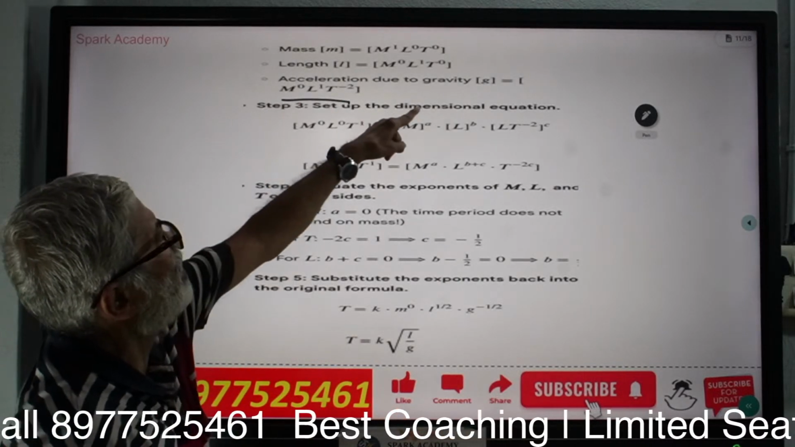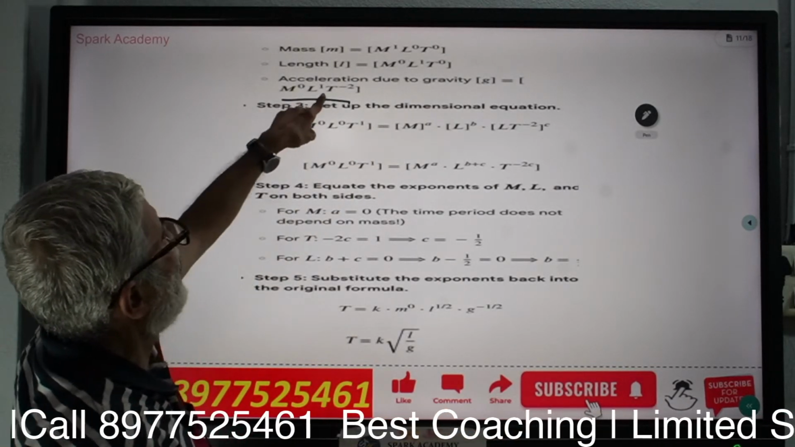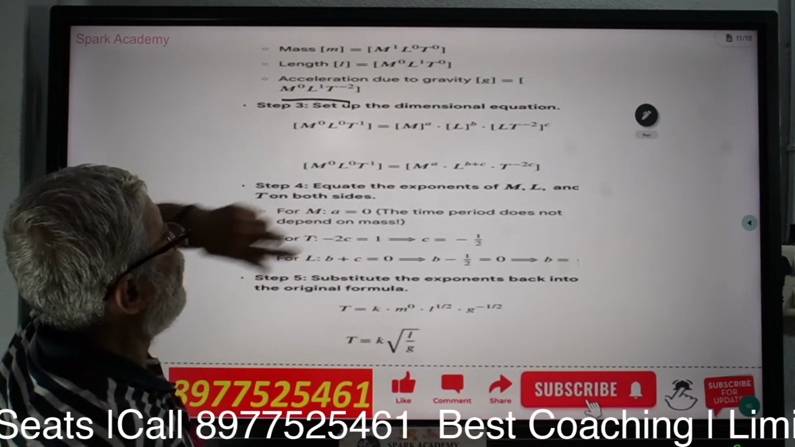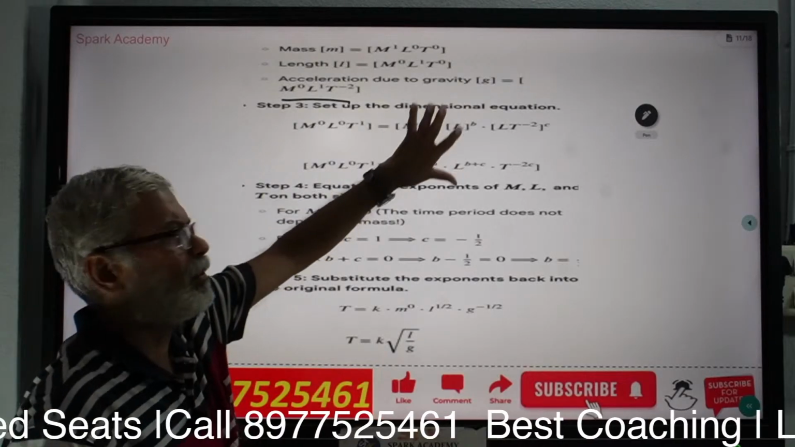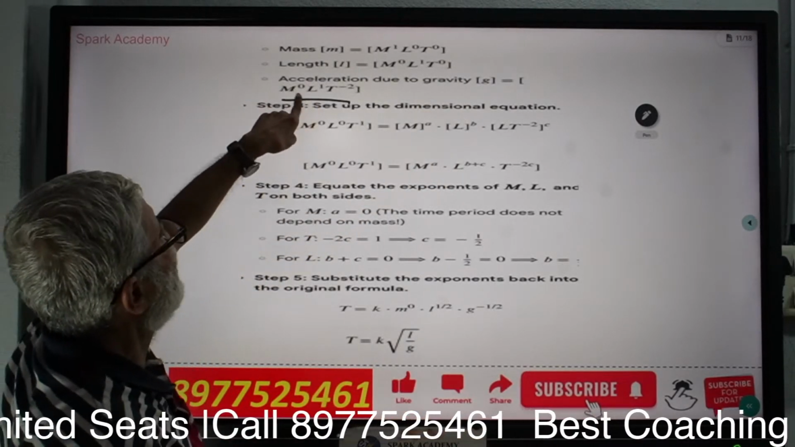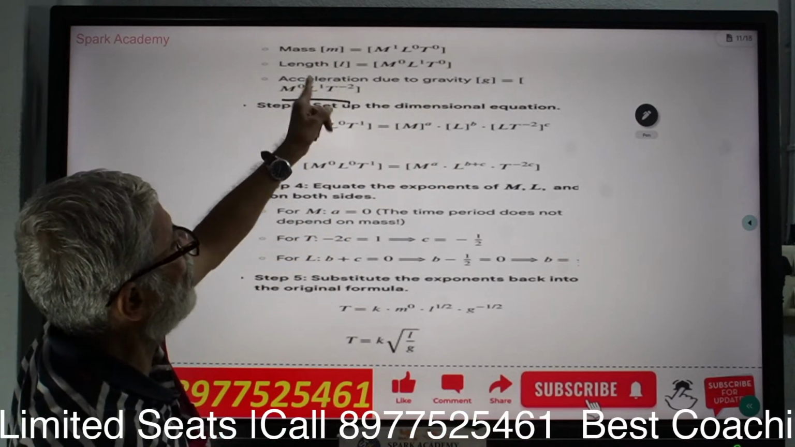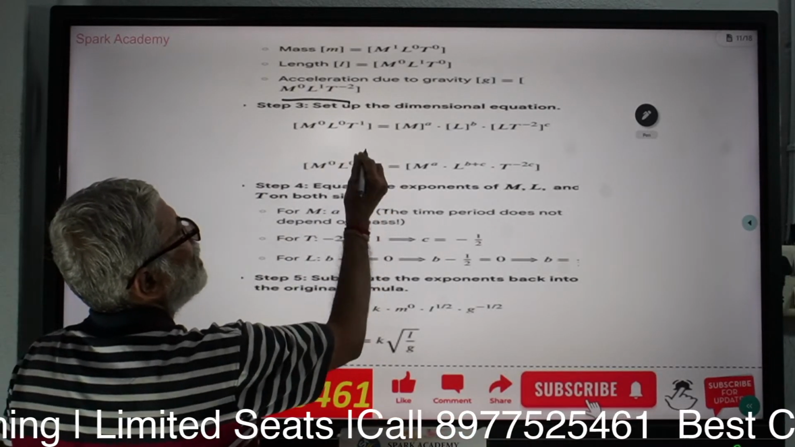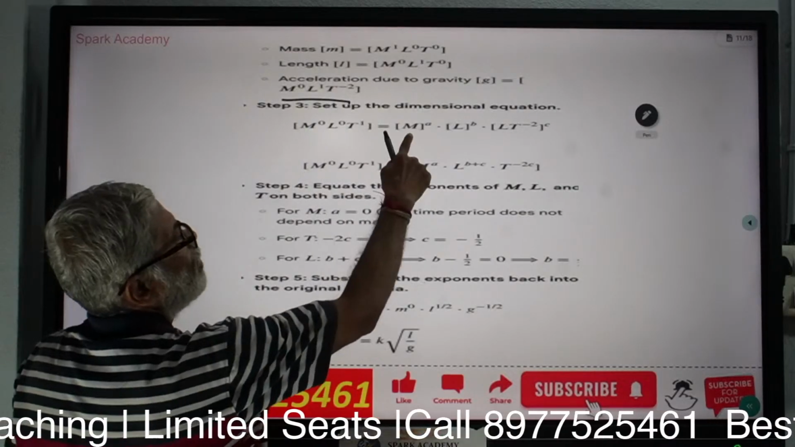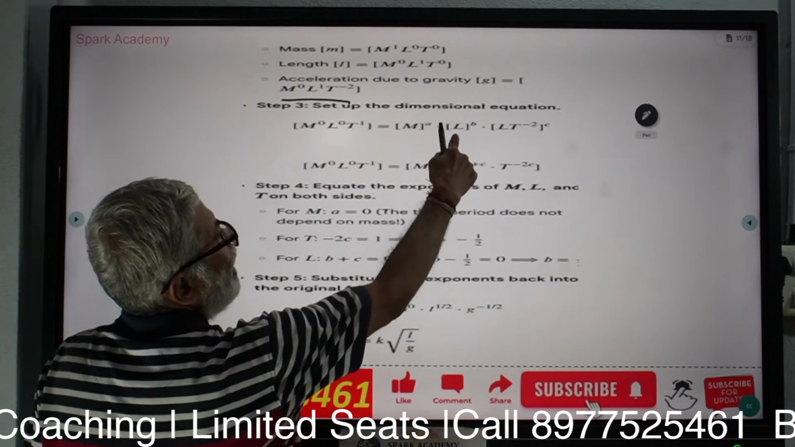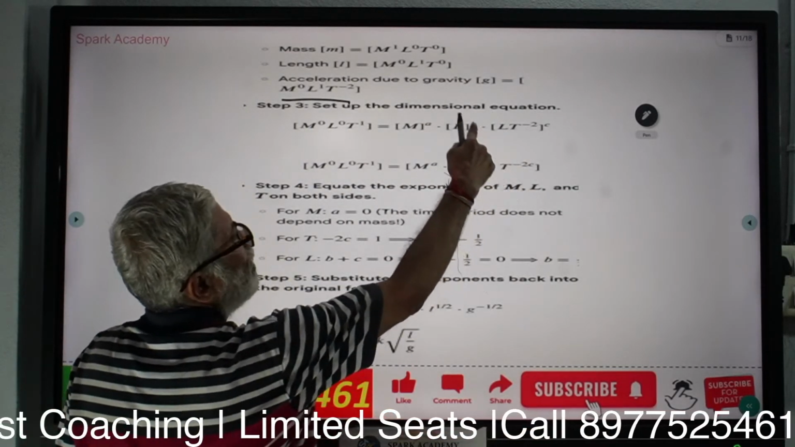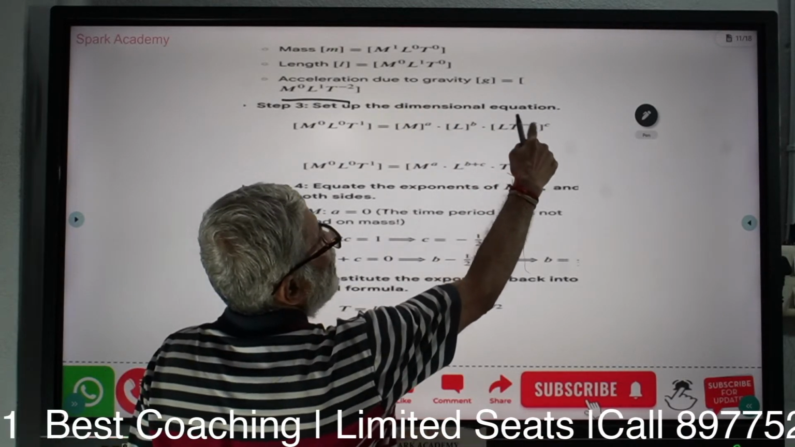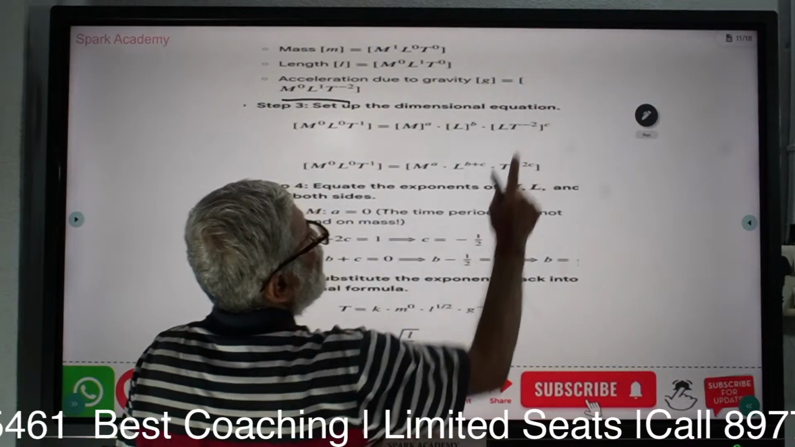The dimension of acceleration due to gravity is LT minus 2. It is normal acceleration only, you know, 9.8 meters per second square. So it is M0 L1 T minus 2. Then you substitute. Here T is equal to, in the first equation you wrote, T is equal to M to the power of a, L to the power of b, and the dimension for acceleration due to gravity is LT minus 2 to the power of c.